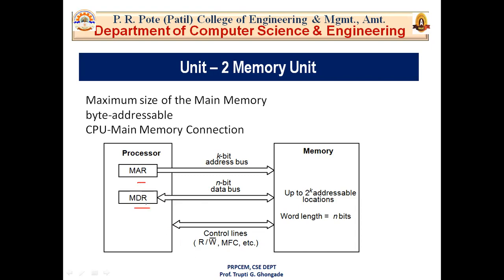Now let's say the size of your MAR, the memory address register, is k bit, and the size of MDR, the memory data register, is n bit. As we know, your address bus and data bus can be 8 bit, 32 bit and 64 bit. We have discussed it in the first week.